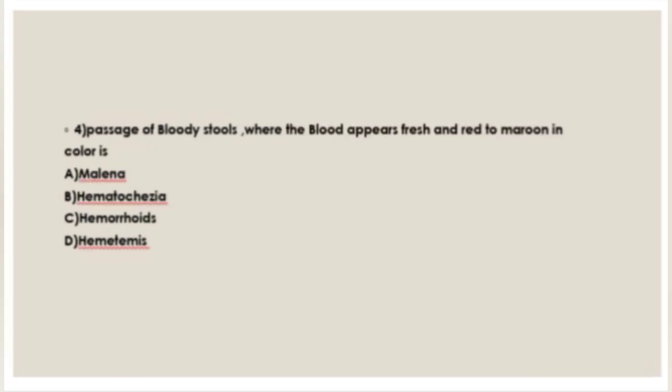Next, passage of blood in stool where the blood appears fresh and red to maroon in color is melena, hematochezia, hemorrhoids, hematemesis. Correct answer is option B, hematochezia. So melena means it is not the fresh blood, it is the dark color blood, and hemorrhoids means piles. Hematemesis means the blood which is present in the vomitus. So the answer is hematochezia.